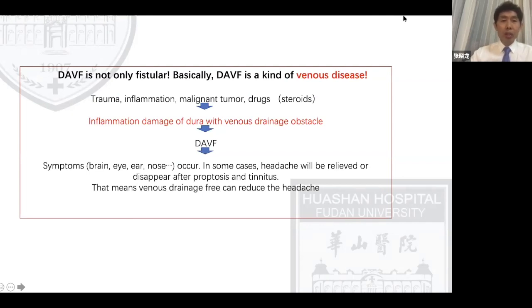DAVF is not only the fistula. Basically, DAVF is a kind of venous disease. Trauma, inflammation, malignant tumor, and some drugs, especially steroids, can cause inflammatory damage of the dura with venous drainage obstacle. And then the fistula occurs. The symptoms, including in the brain, eyes, ears, and nose, will happen. But in some cases, the headache will be relieved or disappear after the proptosis of the tetanus. That means maybe when the venous drainage goes well, it can reduce the headache.